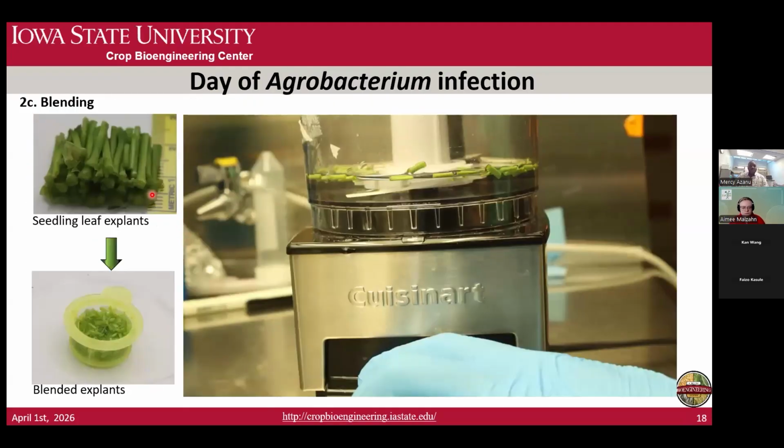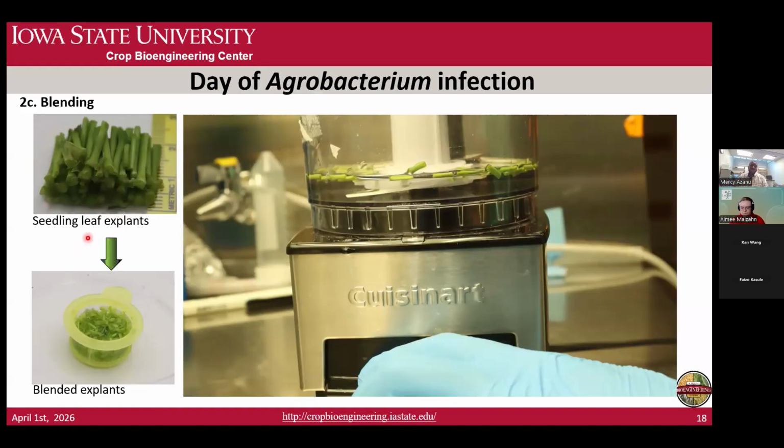So then comes another part, which is really interesting in this protocol, which is the blending part. The blending part is important because you are going to cause wounding. Wounding generates these leaf segments that you are going to infect with Agrobacterium. But even when you're creating the leaf segments, you're wounding, but you don't want to do it so much. At the same time, you don't want to do it less. So this is a critical step.